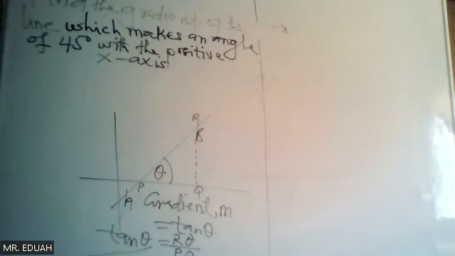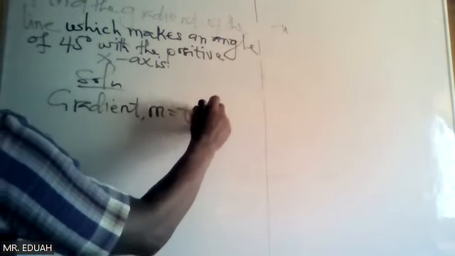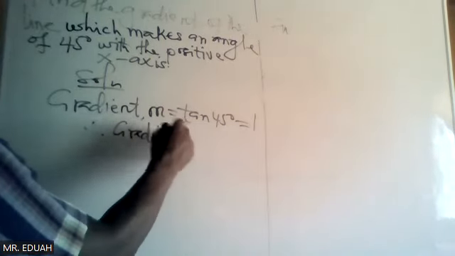So in this one, you are given the angle the line makes with the positive x axis. And as I said, to get the gradient, it is tan of the angle the line makes with the positive x axis. So here the gradient M is equal to tan of the angle, so tan 45 degrees, which is equal to 1. Therefore, the gradient of the line is equal to 1.